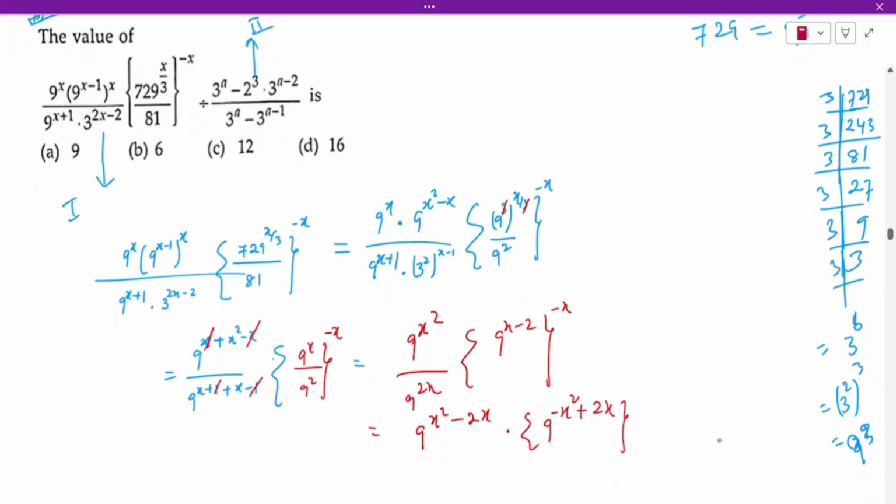Now we find that here the base is the same, so we can add the powers, so 9 to the power of x square minus 2x plus minus x square plus 2x. Here we can find that the x square plus and minus got cancelled, and the minus 2x and plus 2x cancelled. So we end up with 9 to the power 0, which is equal to 1. So the value of the first expression over here on the left we got as 1. We now need to simplify the value of the second expression.